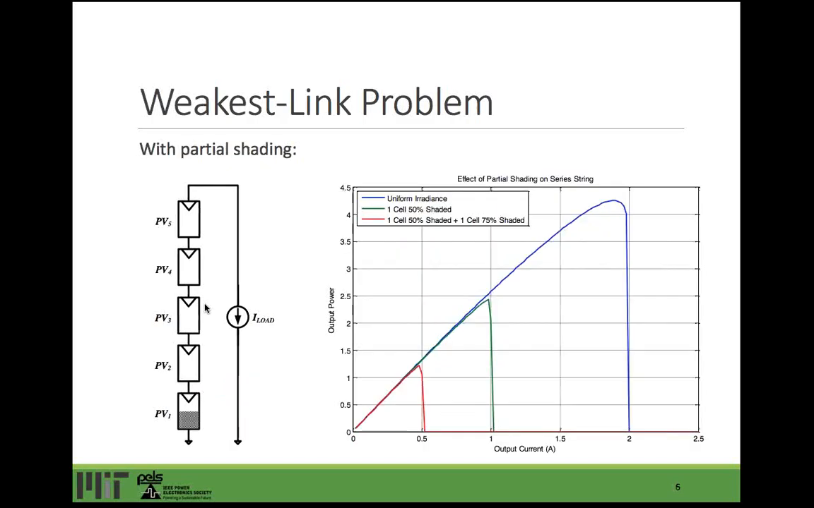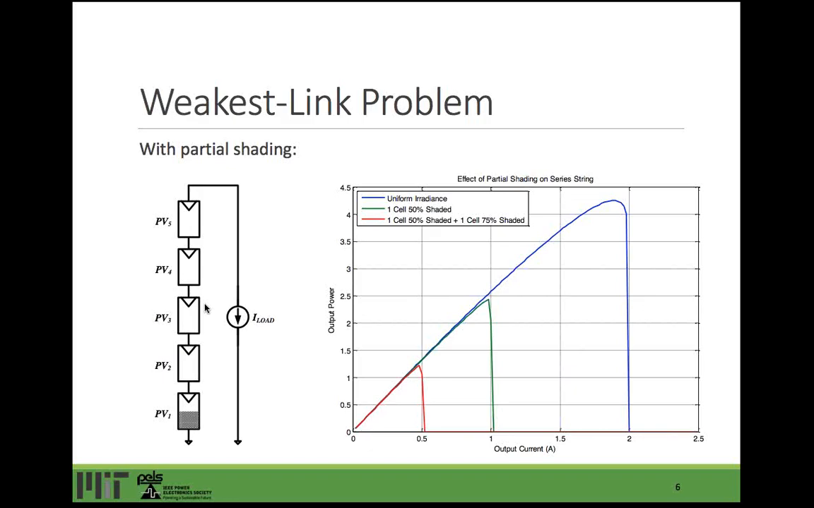So here is a simulated example with 5 cells. The x-axis is the output current, and the y-axis is the output power. If we were to shade one cell by 50%, this corresponds to a 10% overall shading, but in reality we are actually losing about 50% of the total power due to this weakest link problem.